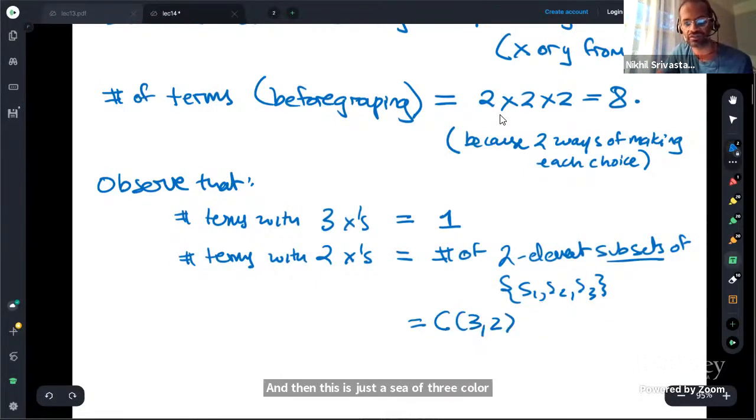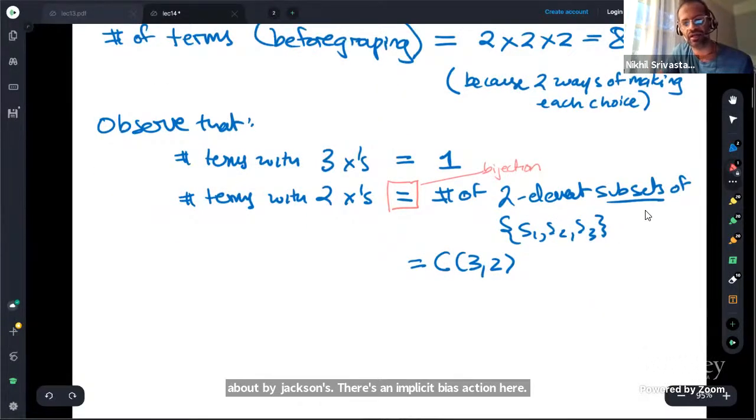So the key step here was this equality. And in this equality, really, I'm saying, hey, there's a bijection between the things on the 2 sides. Right? So that's why I said counting is all about bijections. There's an implicit bijection here. And we did this in the last lecture. This is just the number of combinations.